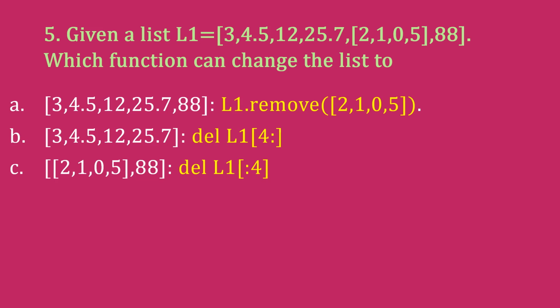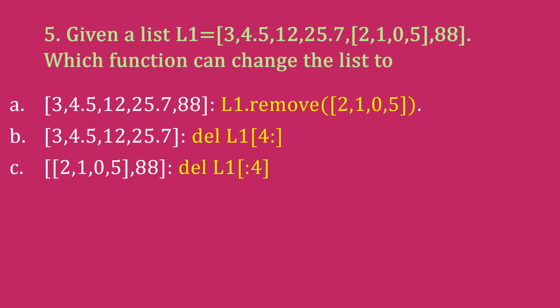Now the next question is, the list has to contain 3, then 4.5, then 12, then 25.7. Here you can use another function, del, that is to delete, del L1. Within that you can just pass 4 colon. That means the elements present at index number 4 and the rest of the elements will be removed from the list. So you can use this function.